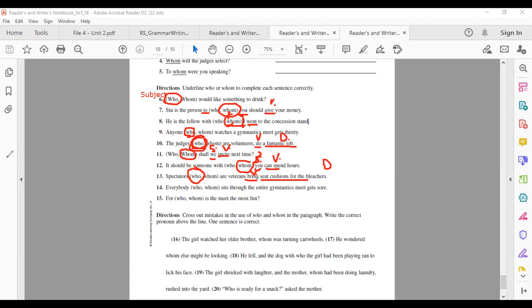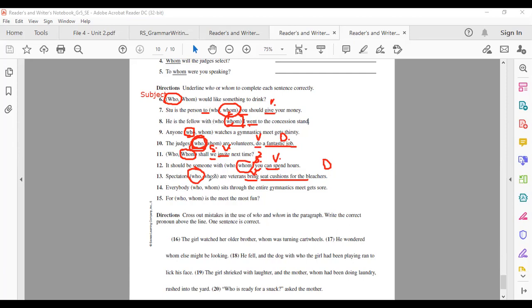Miss, in 14 there is are before the blank. Yes, this is what I'm telling you. Sometimes they put it because sometimes we need who and are after it to complete the sentence. Like: spectators who are veterans bring seat cushions for the bleachers. So the real subject right here is actually spectators.